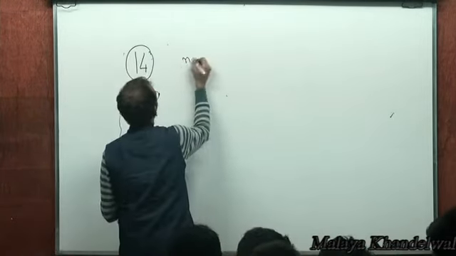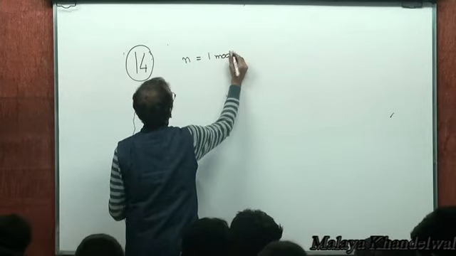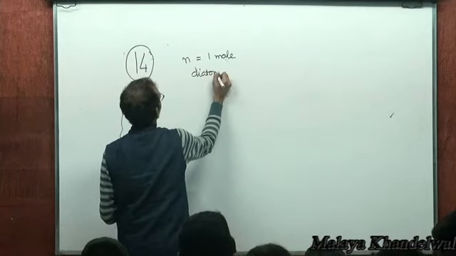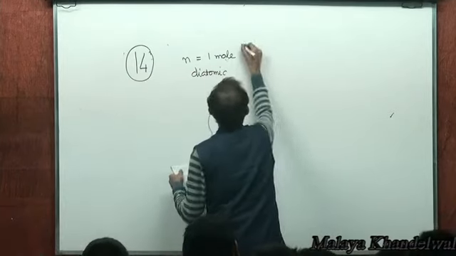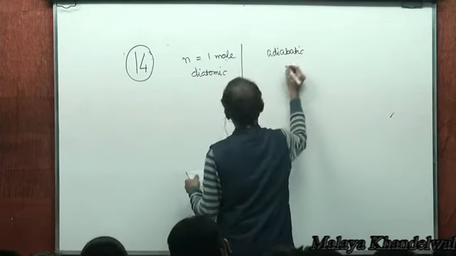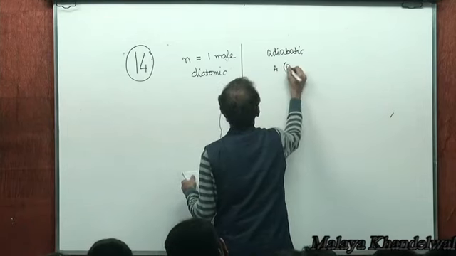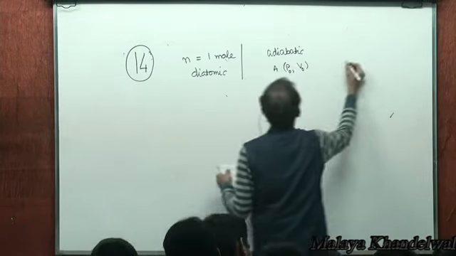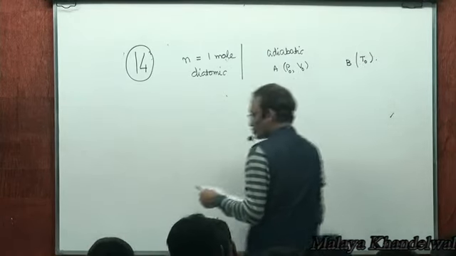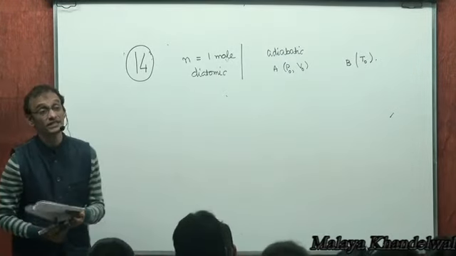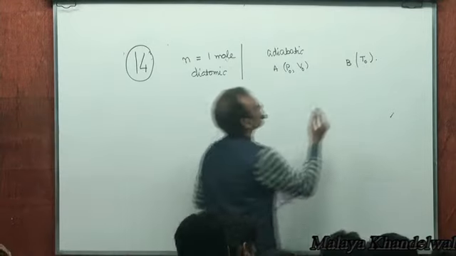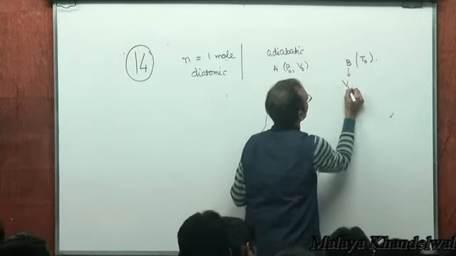In problem 14, 1 mole of a diatomic gas is carried along an adiabatic process from a state A, pressure P0, volume V0, to state B, which is temperature T0. I want to be able to find the volume at B.